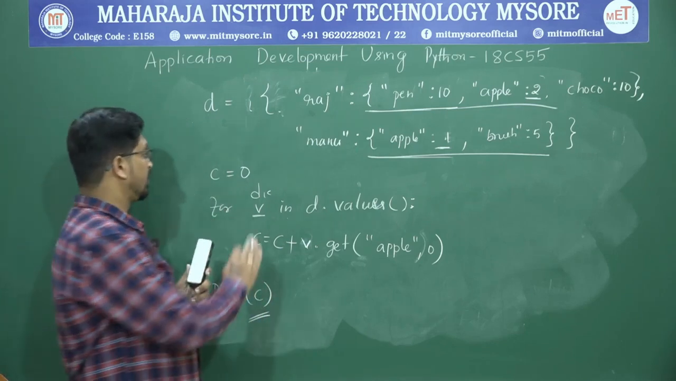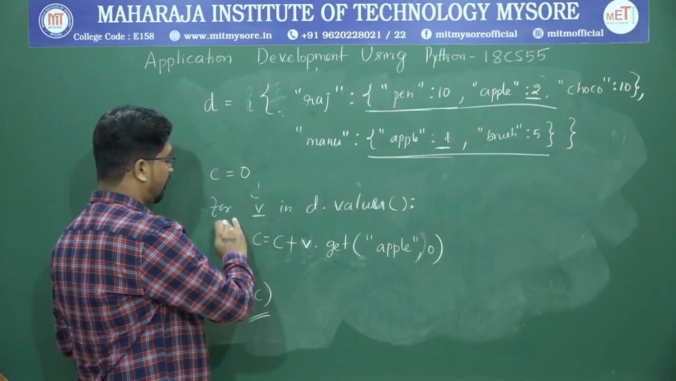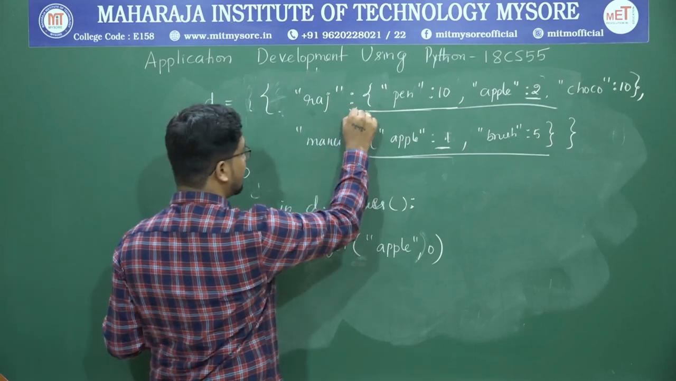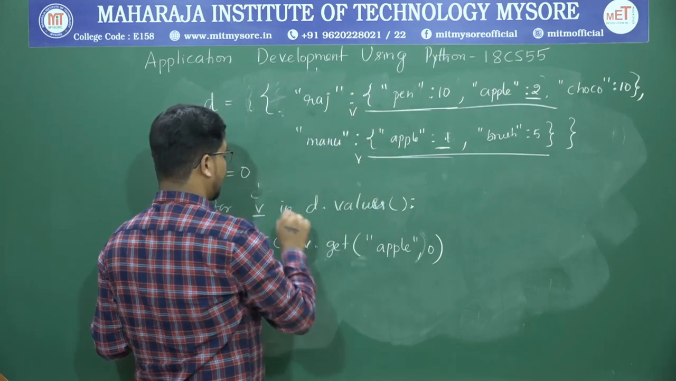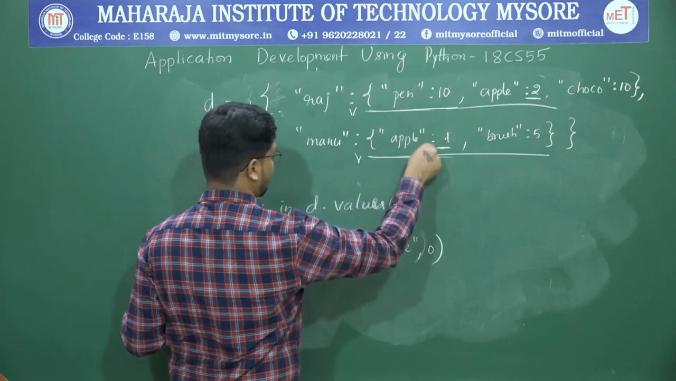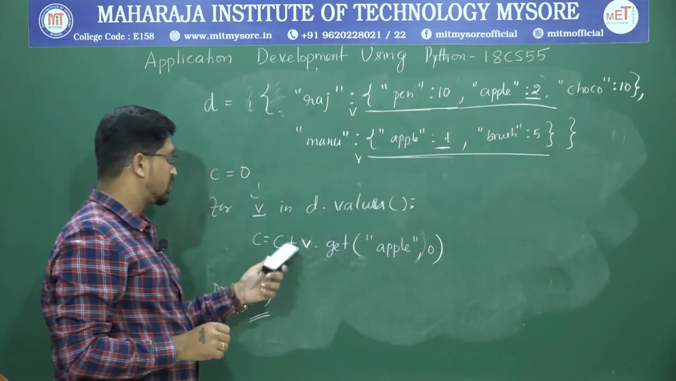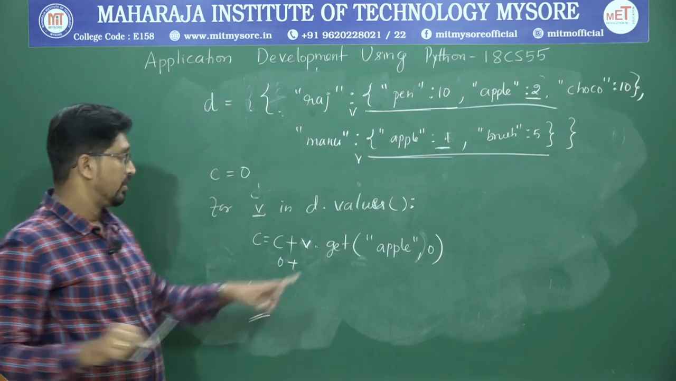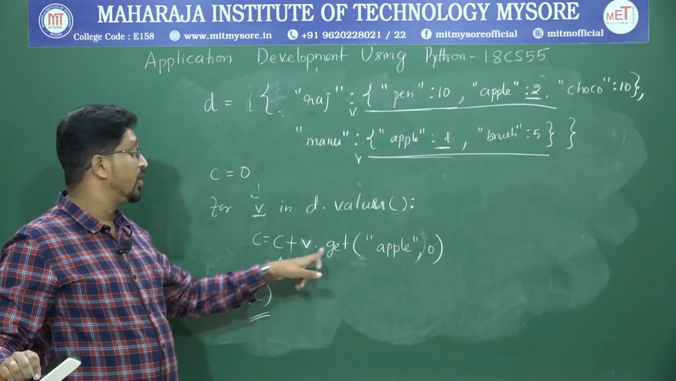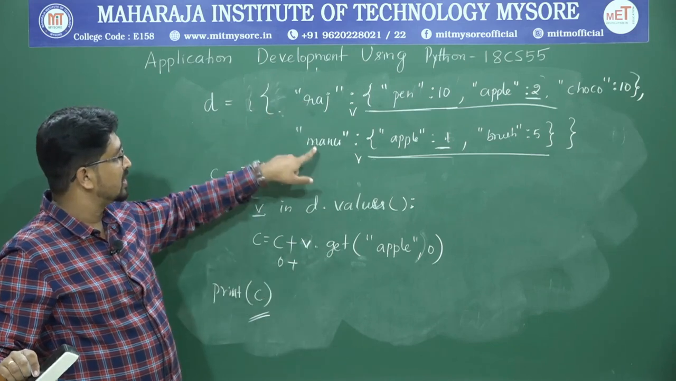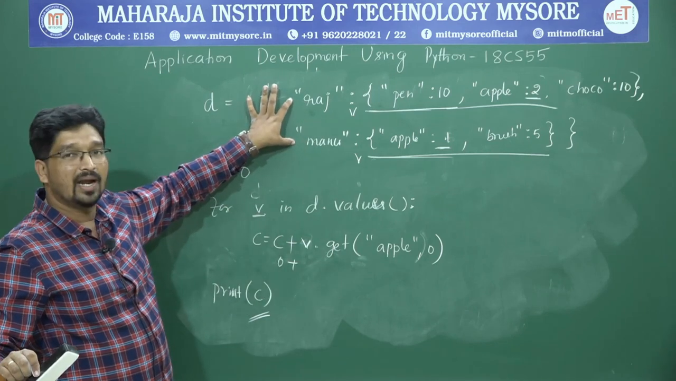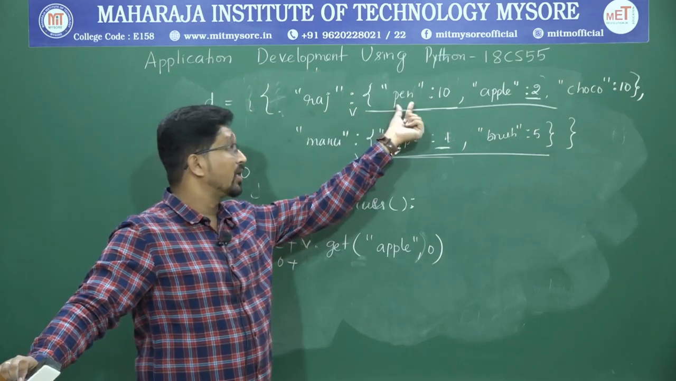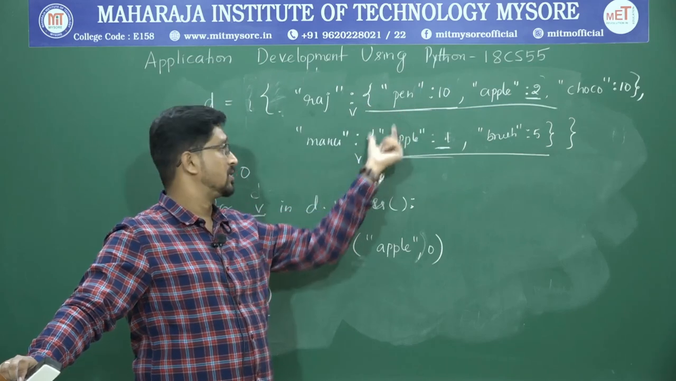Now what happens? Just understand. Initially you have C as 0, for V in D dot values. That is the iterator. V is initially here. Next V will be here. These are the values. Next I am saying C is equal to C plus, initially C is 0, plus V dot get. Here it is not D dot get. D dot get means it will look for Raj and Manu, these two keys. But I am searching with V dot get. V is nothing but a small dictionary.